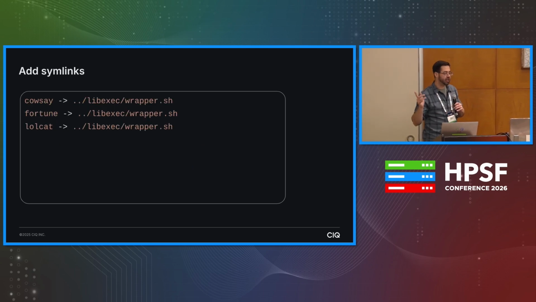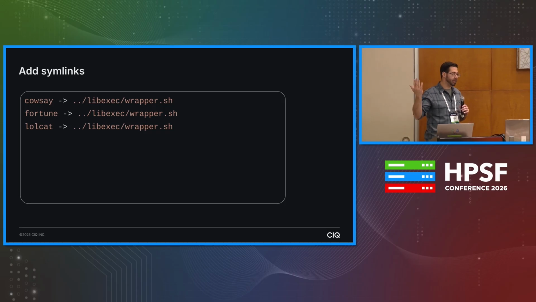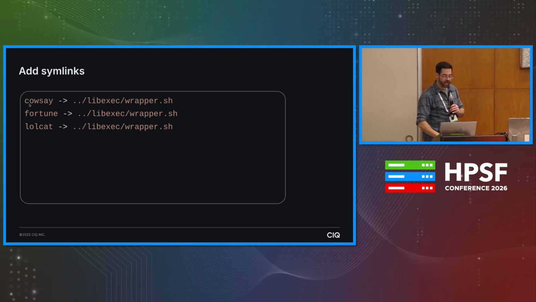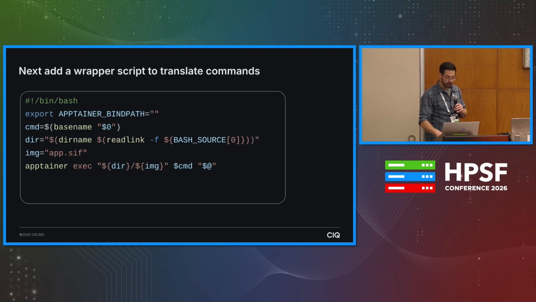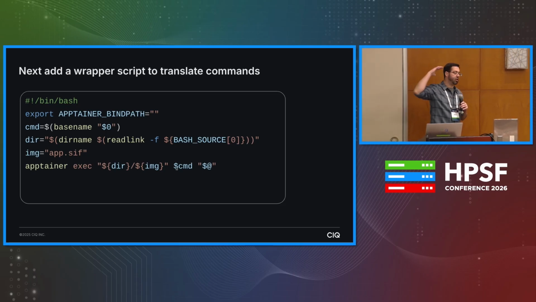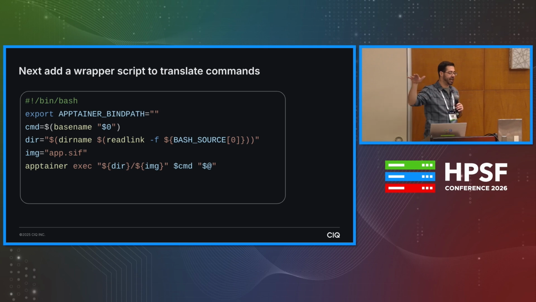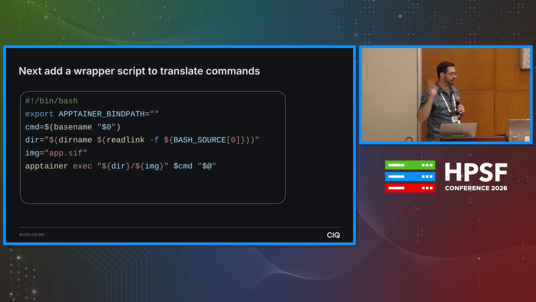But here's the magic. Step 3, you just make some symlinks, right? So I say, okay, I'm gonna symlink Cowsay and Fortune and LOLCat all to this same wrapper script. And then, whenever a user calls any one of these commands, if I go back here, that's what this CMD is gonna end up being within this wrapper script, and that's what's gonna end up being passed to Apptainer. So voila, your users don't even have to know that Linux containers exist and are even a thing. To them, they're just running these commands, they're executing on the system.